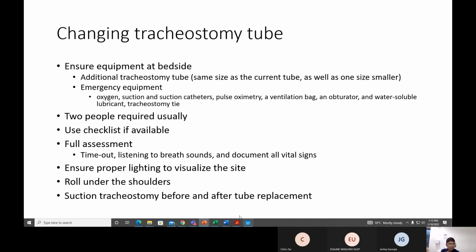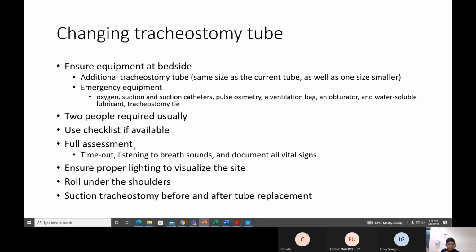So how to change the tracheostomy tube? You have to make sure that you have appropriate equipment at the bedside. You have to have the same size tracheostomy tube and one size smaller. You need to have all this equipment: oxygen, suction catheter, pulse oximeter, bag valve mask. An obturator is like an introducer that goes into the tracheostomy that makes it stiff to be inserted into the trachea. Water soluble lubricant and tracheostomy ties ready. Usually 2 people are required, so you need to ask for help. Use a checklist if you have one in the unit.